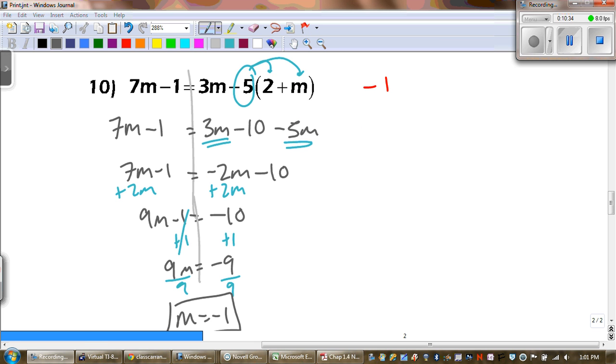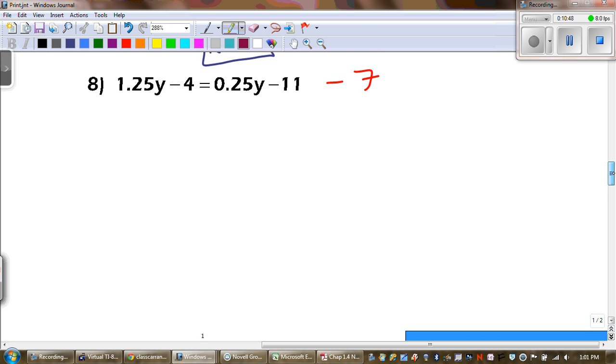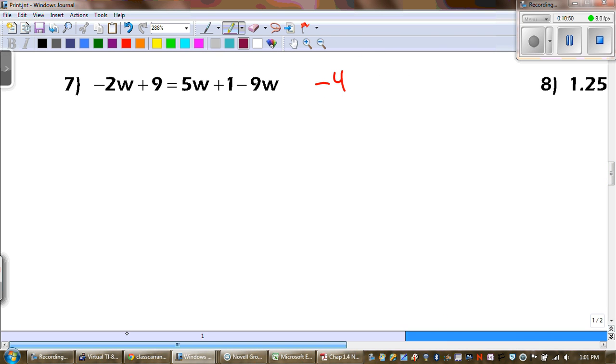Okay, and there's the rest of the work. So we had to add 2 to both sides, so we get 9m. Add the 1, -9, and divide by 9, we get -1. And sorry for going out of order, let's do these guys right here.